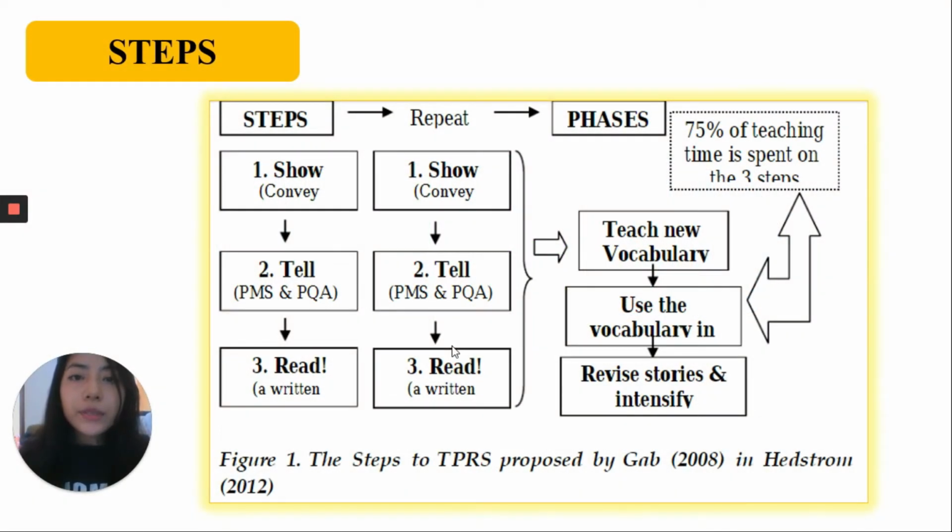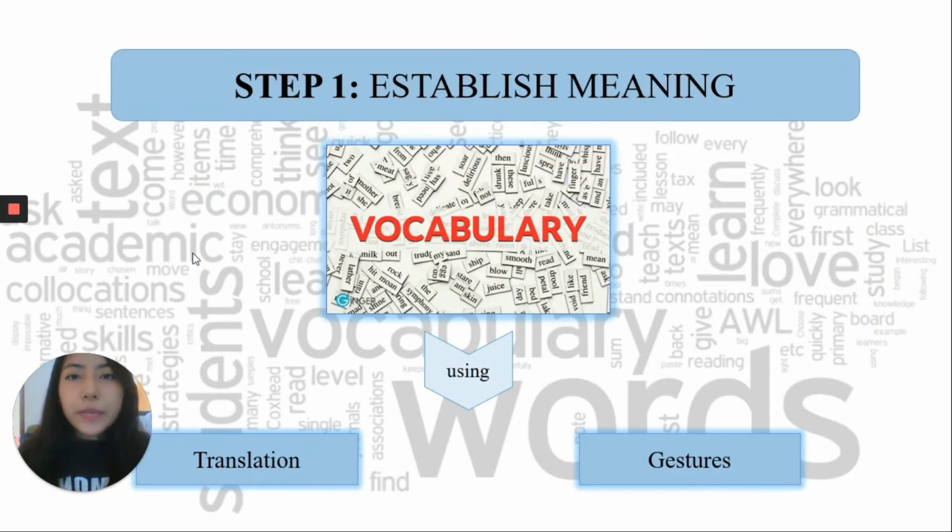Now, turning to the TPRS steps, TPR storytelling is broadly divided into three steps, which include show, tell, and read. These structures are the core of each lesson. Let's begin with step 1, show or establish meaning. In this step, students are introduced to new vocabulary by using translations and gestures.